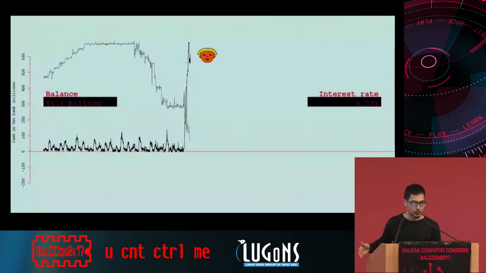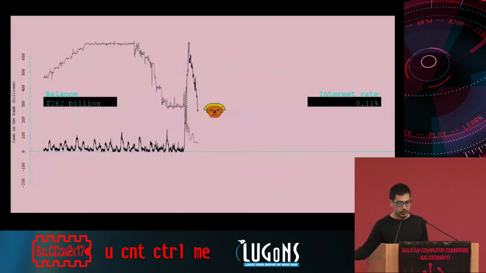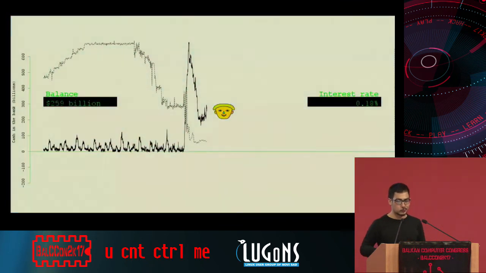So when everything went crazy, the balance of the treasury went up a lot, and the yield on the treasury bonds went down a lot. And yield going down a lot would mean that, in fact, if you were holding a bond, you made money. So people were buying bonds.